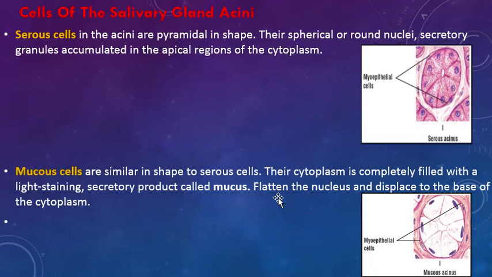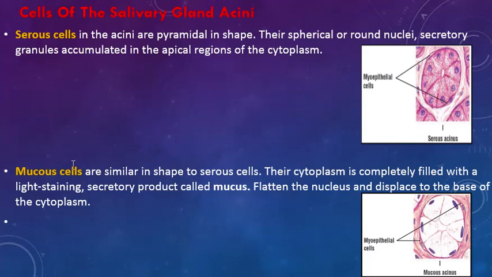Cells of the salivary gland acini. The acini of the salivary gland consist of three types of cells: serous cells, mucous cells, and myoepithelial cells. Serous cells are pyramidal in shape, with spherical or round nuclei. Secretory granules accumulate in the apical part of the cytoplasm.